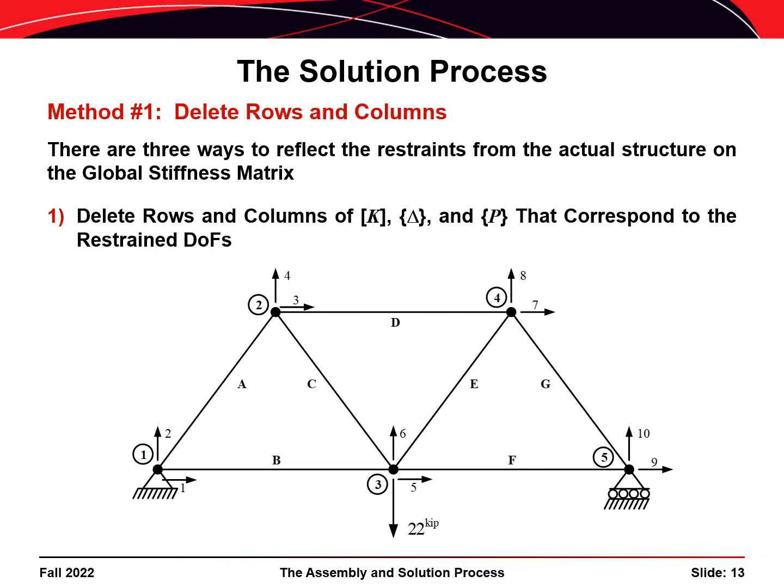Considering the truss that we've been using as an example, with the first method of restraining the global stiffness matrix, note that degrees of freedom 1, 2, and 10 are restrained. Degrees of freedom 1 and 2 are restrained at node 1 by a pin support, and degree of freedom 10 is restrained at node 5 by a roller support.